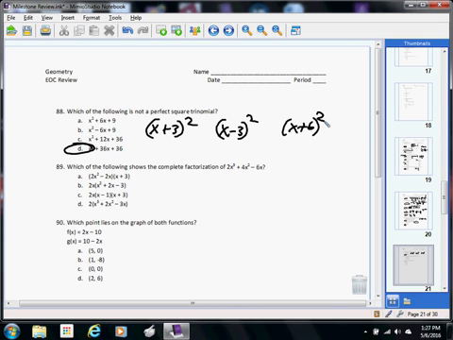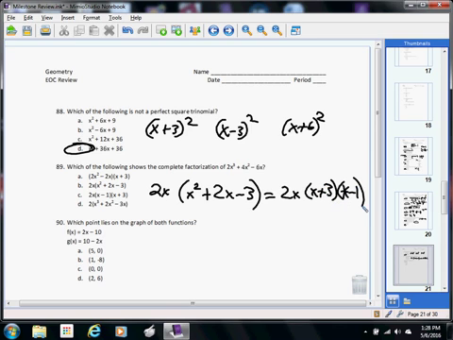Do these all have something in common? Yes. What is it? 2x. X squared plus 2x minus 3. Are there factors of negative 3 that add together and give me 2? What are they? 3 and negative 1. The factors of negative 3 that add together and give me 2 are 3 and negative 1. So positive 3 and negative 1. So the correct answer to 89 is C.